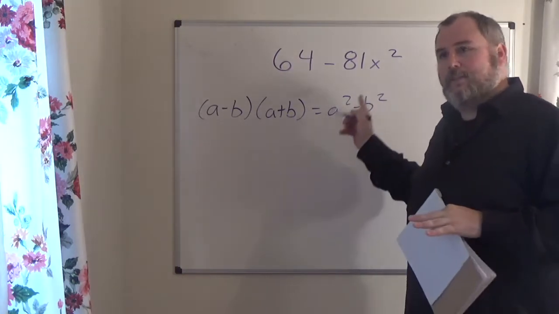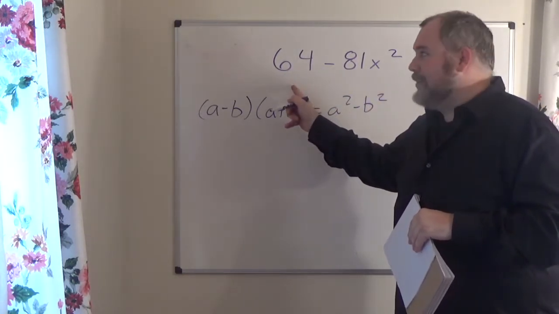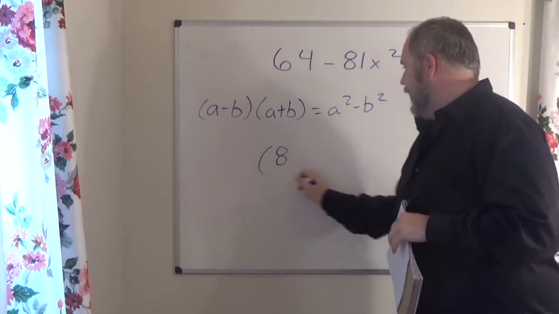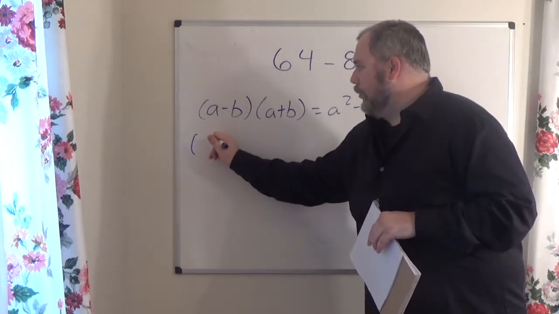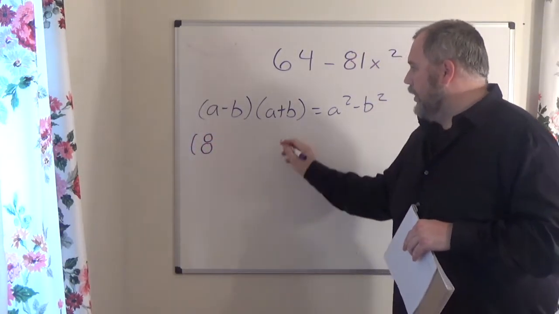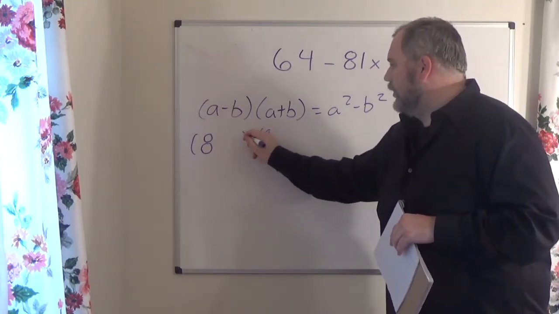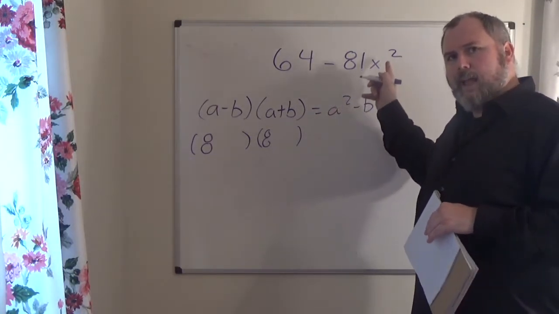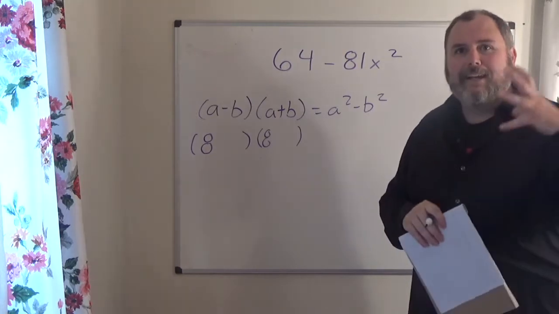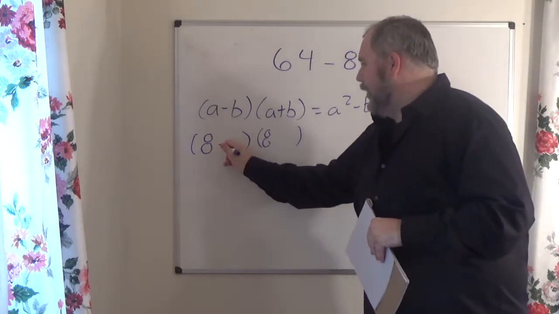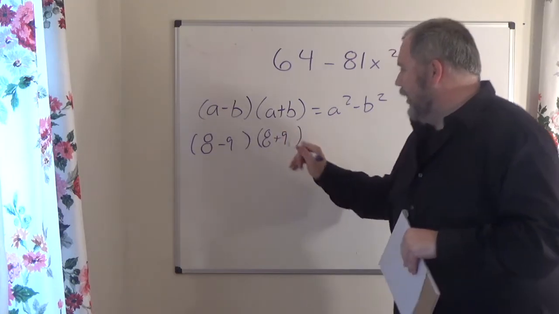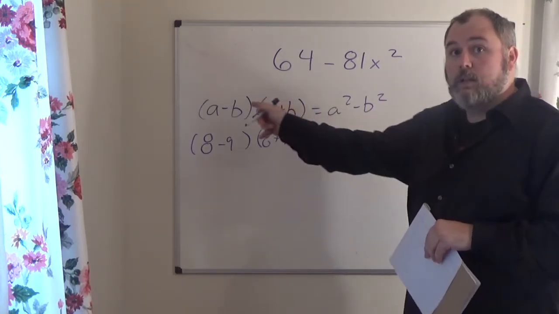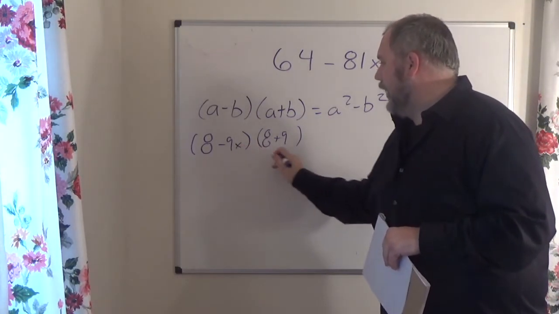If I know that this is a special product, I can say that the square root of 64 is 8. Now we're getting somewhere. We're going to put that as 8, and if 8 goes there, 8 also has to go over here. Now, what else do we know? This is 81x squared. Well, the square root of 81 is 9, so minus 9, plus 9. What else is left? We have an x squared. Still following this rule, working backwards, we can put x in there.